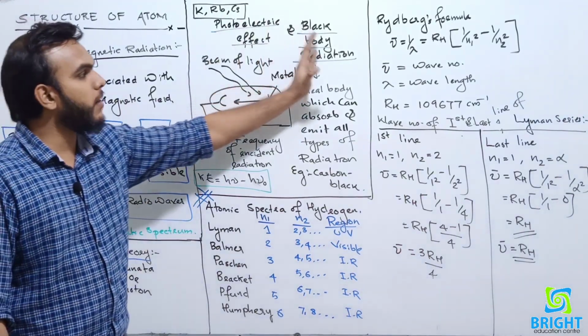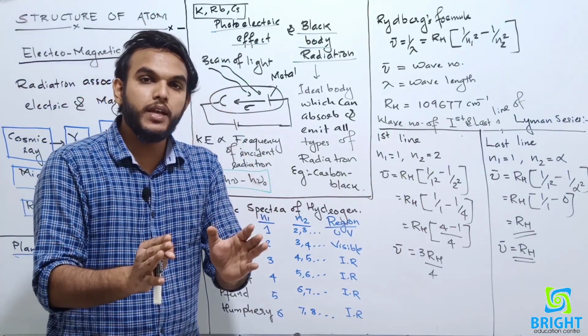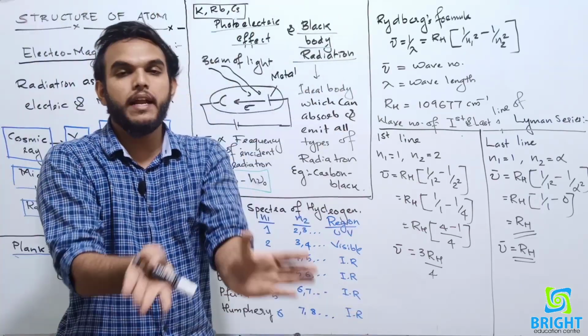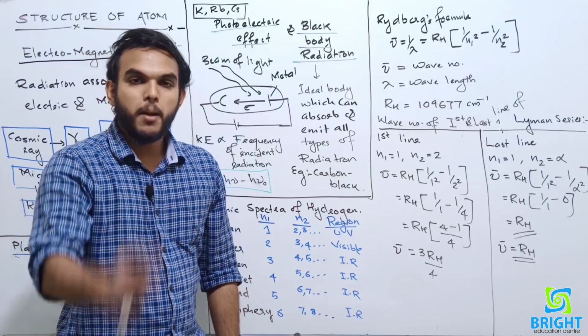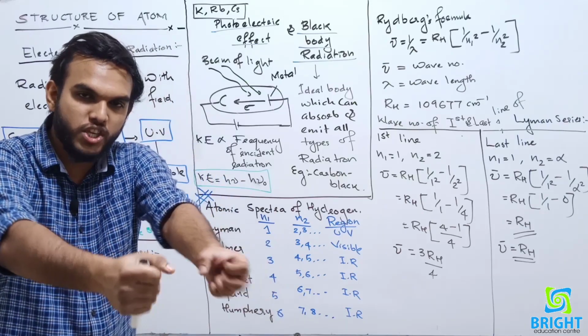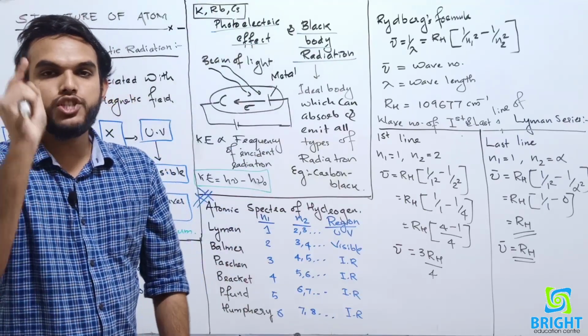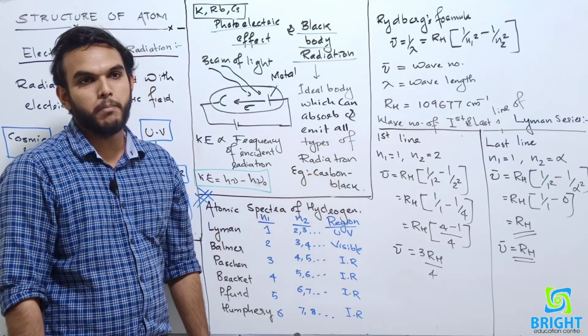Then we are going to study what is meant by black body radiation. A black body is an ideal body which can absorb and emit all types of radiation. What is meant by a black body? A black body is an ideal body which can absorb and emit all types of radiation. An example of a black body is carbon black.